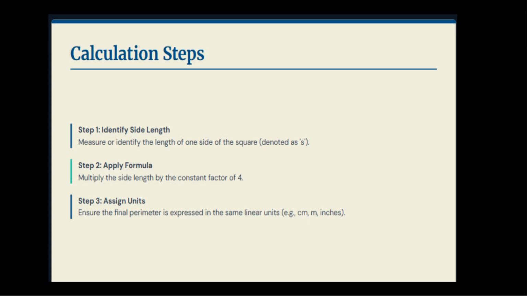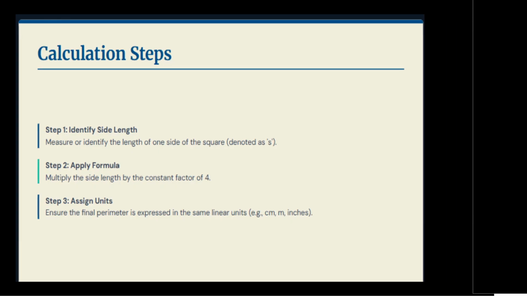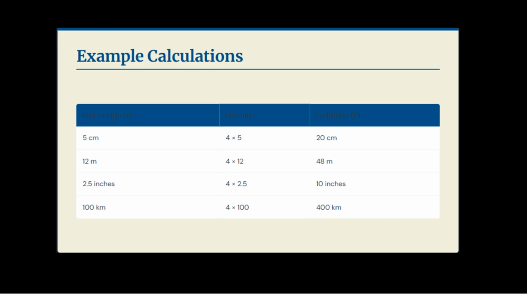Let's review the steps for calculating the perimeter of a square. First, identify the side length, s. Next, apply the formula by multiplying the side length by the constant factor of 4. Finally, ensure the perimeter is expressed in the correct linear units. Here are some example calculations demonstrating the perimeter formula for different side lengths and units. For a side length of 5 centimeters, the perimeter is 20 centimeters.